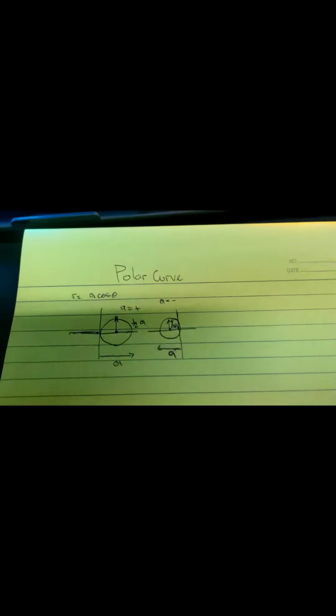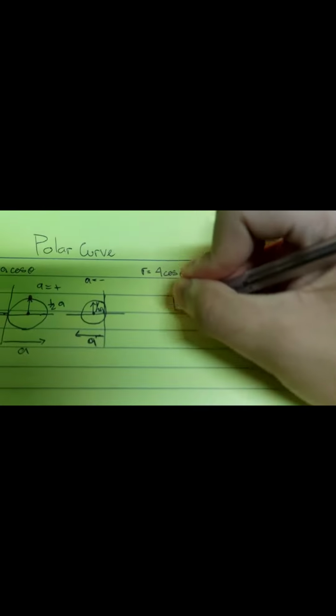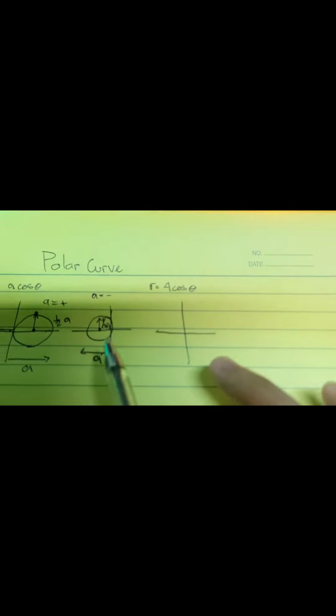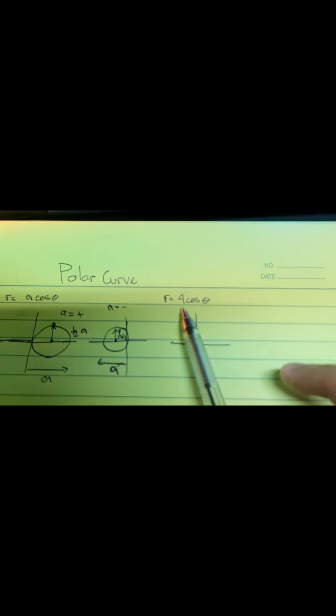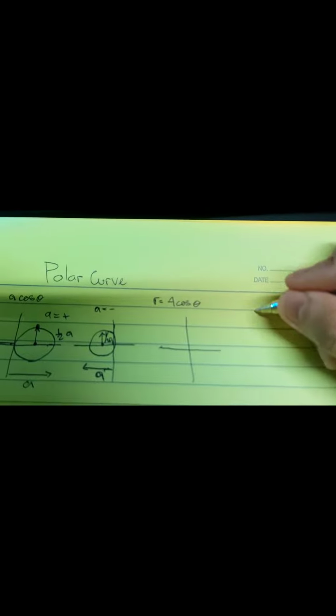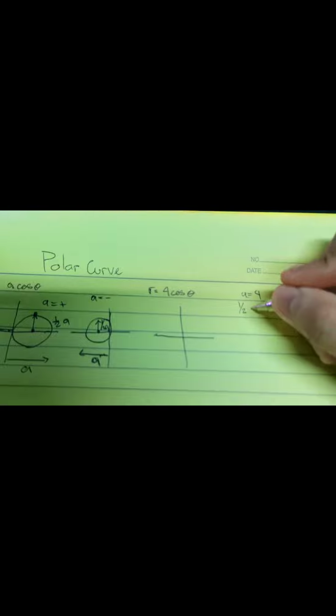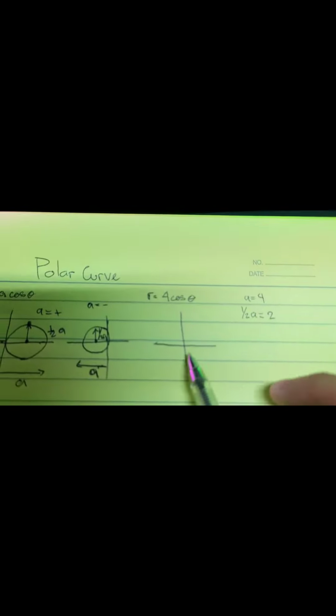So let's try this with an example. We have r equals 4 cosine theta. We're going to sketch it first. How do we know if it's going to the left or to the right? Our a is positive, so we have a = 4, and 1/2 of a is equal to 2. So first we draw our a going to the right.